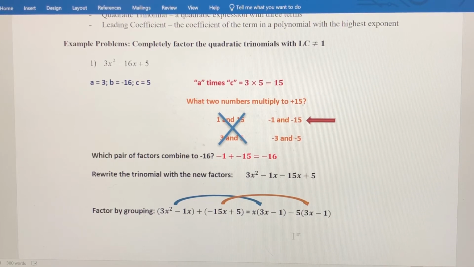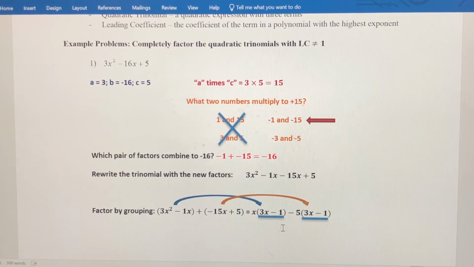Now, when you factor by grouping, this has to occur. These have to be the same. If they're not the same, then you can't factor this expression by grouping. If you got 3x minus 1 here and 3x plus 1 here, those would be different, and you couldn't factor that expression using grouping.